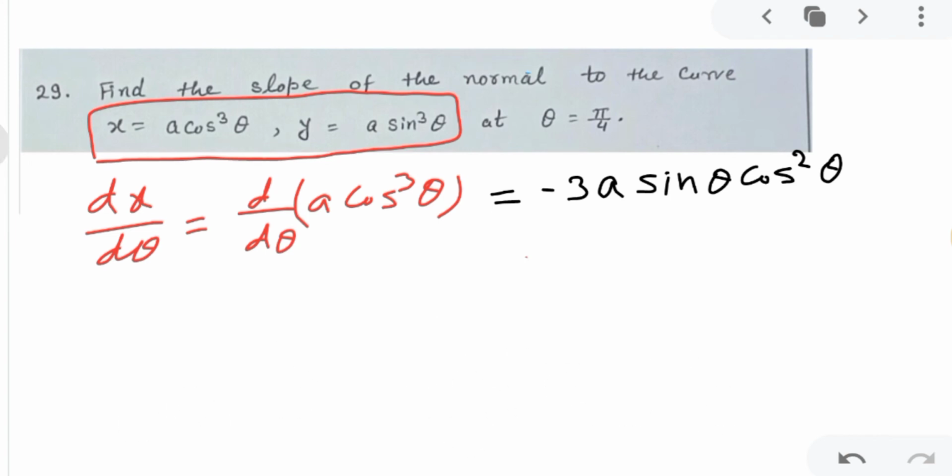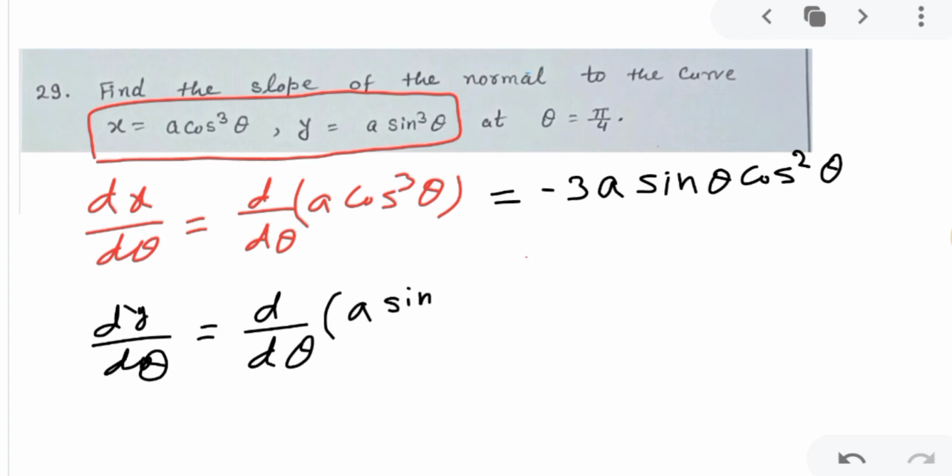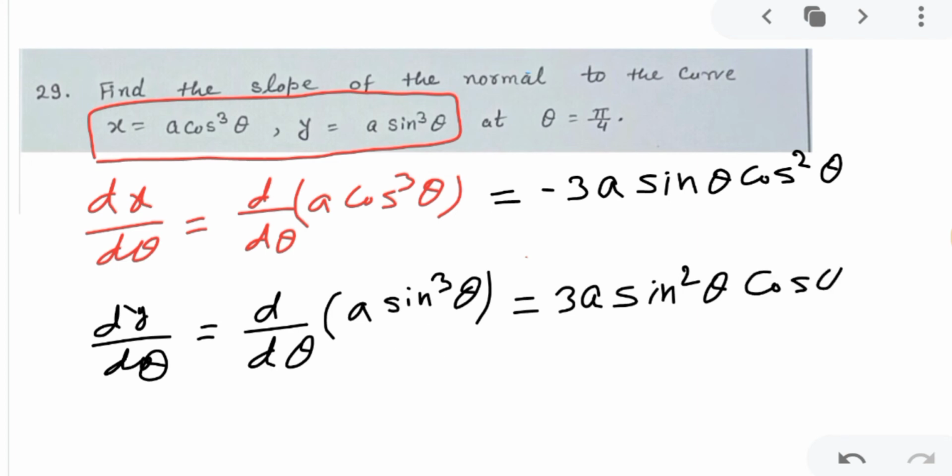Now I will find dy upon d theta. In the same way, you will find the derivative with respect to theta of a sin cube theta. So I am writing directly. This will be a, and sin cube theta gives 3x square, but it is not x, it is sin theta. So 3 sin square theta, and then the derivative of sin theta will be cos theta. Correct? I hope you understood this.